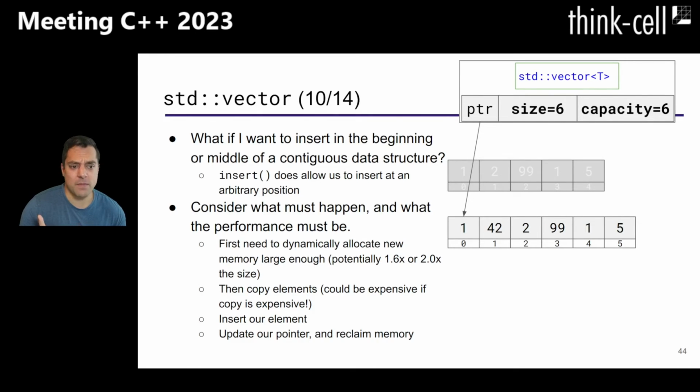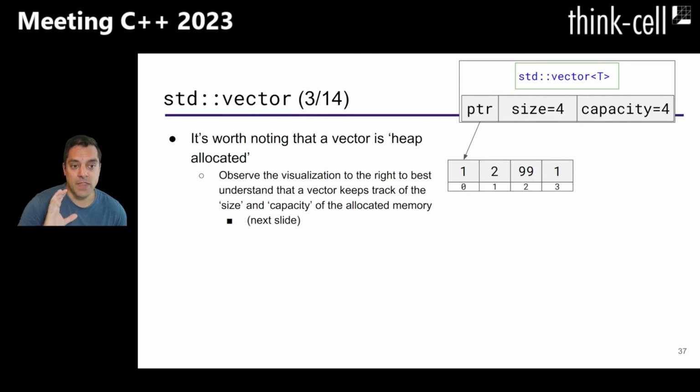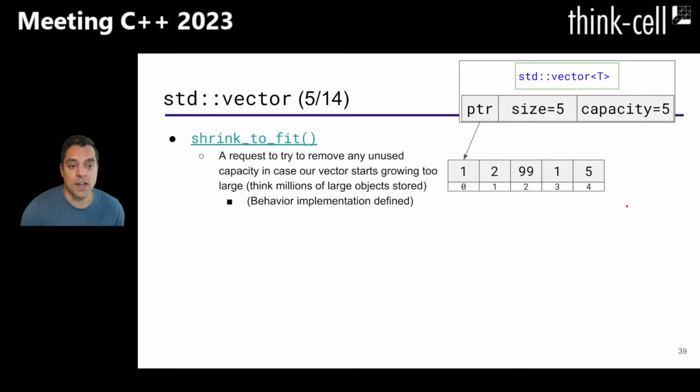So let's compare and contrast this with what we previously talked about. If I just want to push something back, I might have to have a reallocation and copy everything. But in the average case, most of the time I'm able to just put something in an empty position here, and that's great.